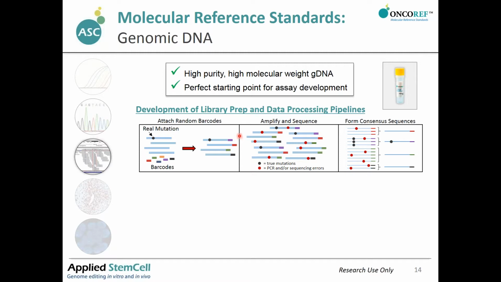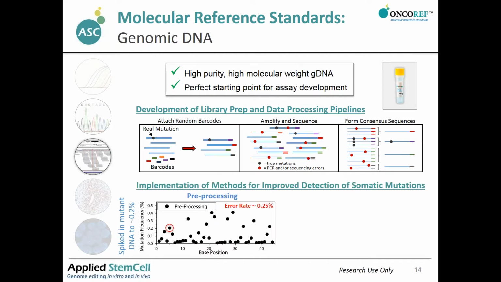At that point, you then amplify and sequence the DNA, and in this process, you have both the true mutations that are still present in gray, as well as a number of false mutations or sequencing errors that arise due to PCR errors or errors in the sequencing process itself. However, because you've barcoded these sequences, you can now group them according to the molecular barcode and eliminate, just by statistics, all of the false mutations while retaining the true mutations within the sample.